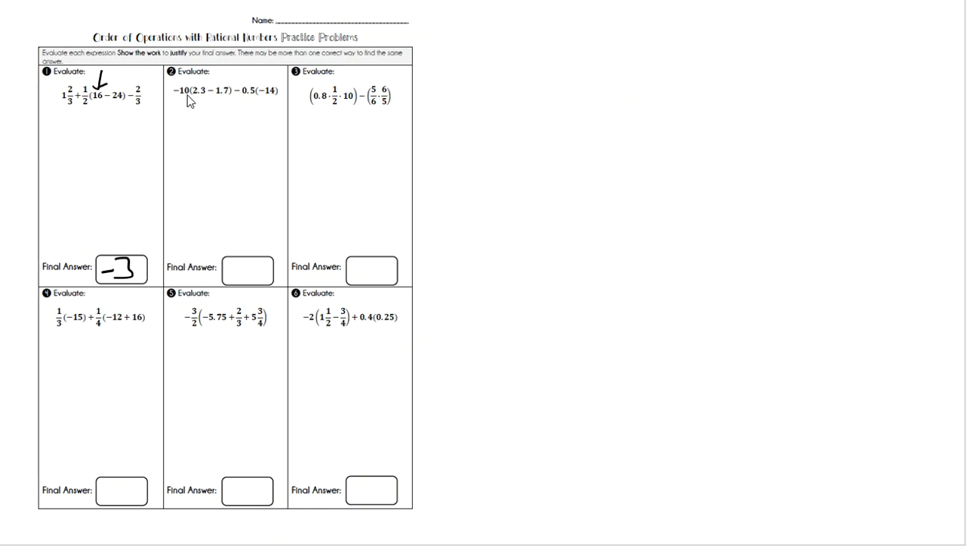Okay, on number 2, we have a negative 10 right next to a parenthesis. Inside the parenthesis, we have a 2.3 subtract 1.7. And then we have a subtract 0.5. And then right next to the 0.5, we have a negative 14. Okay, so that means the 0.5 is going to get multiplied by the negative 14.